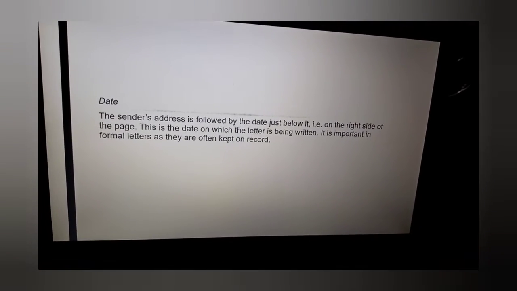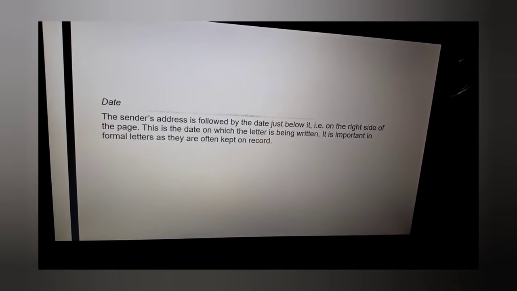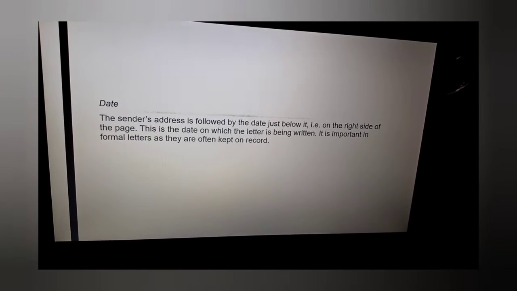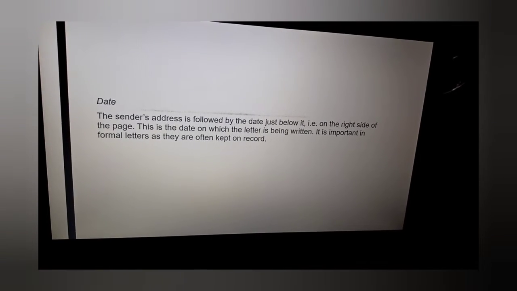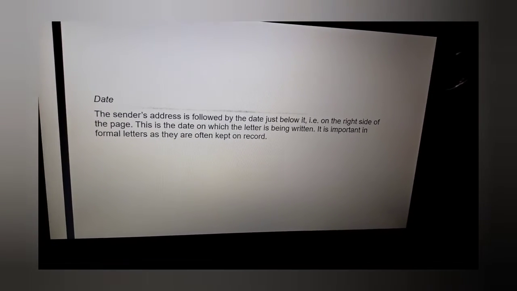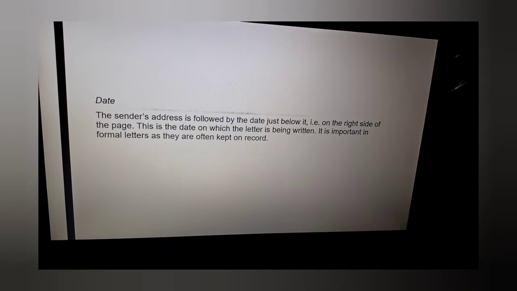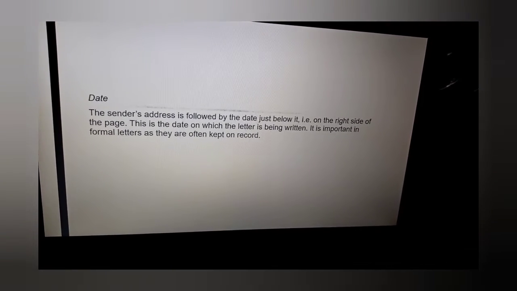Date. The sender's address is followed by the date just below it, on the right side or the left side of the page. This is the date on which the letter is being written. It is important in formal letters as they are often kept on record.